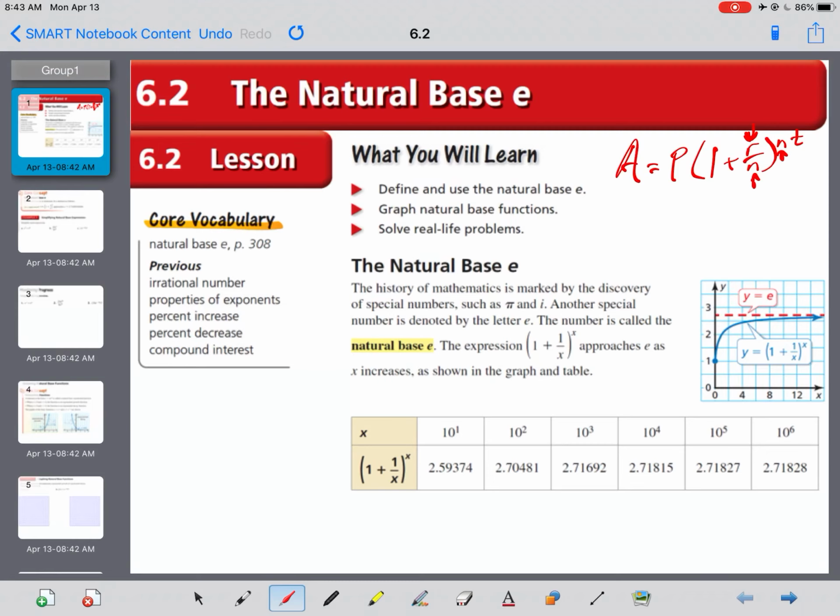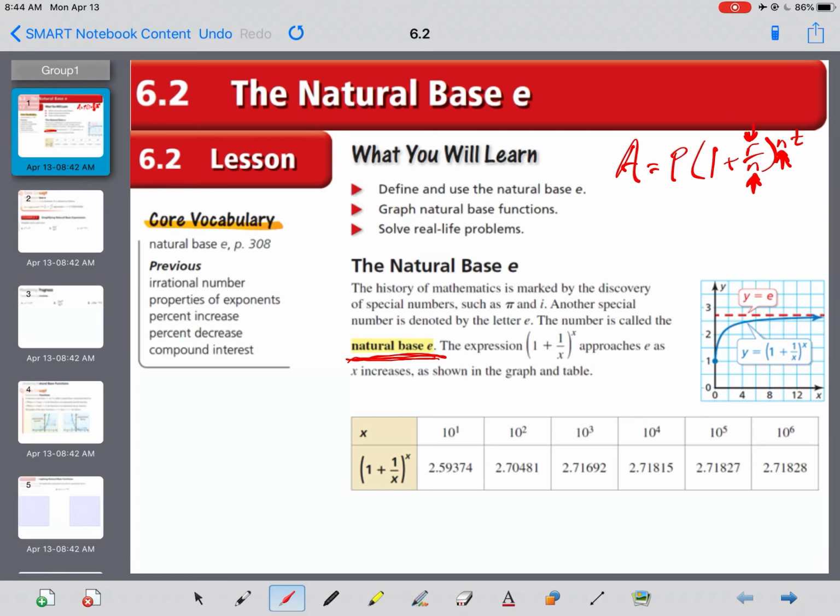There's another special number, like pi, that came about because of this. As you continue to increase this number, you get closer and closer to a number, but never actually touch it. You get this special asymptote. So if we look at this expression that goes with the natural base e, the natural base e is a special type of exponential function where the base is this special number e. Like pi is 3.14 and goes on forever, irrational, e is the same way. It's also an irrational number.